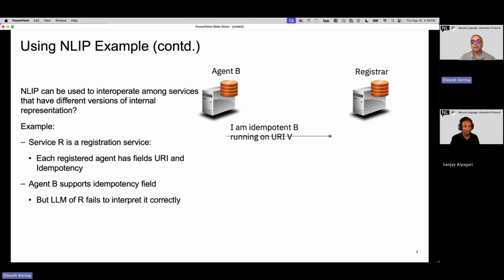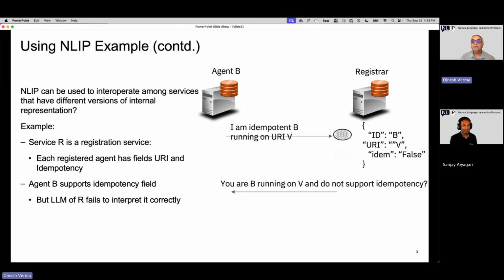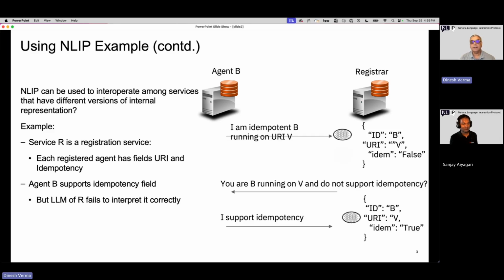So agent B goes to the registrar and says it's an idempotent service. And let's say for some reason the registrar fails to translate it properly. When it goes and checks back with the agent, the agent can basically reconfirm that, hey, I support idempotency, or I am B running on V supporting idempotency. And then the system would effectively be able to get to the right representation on both sides.